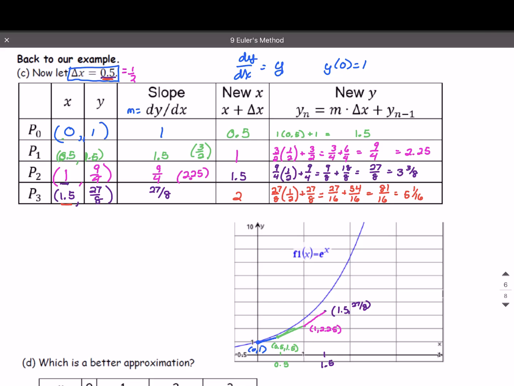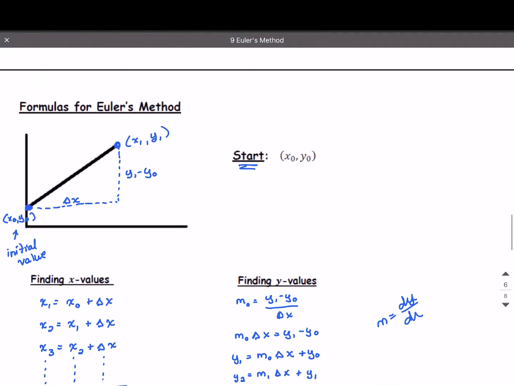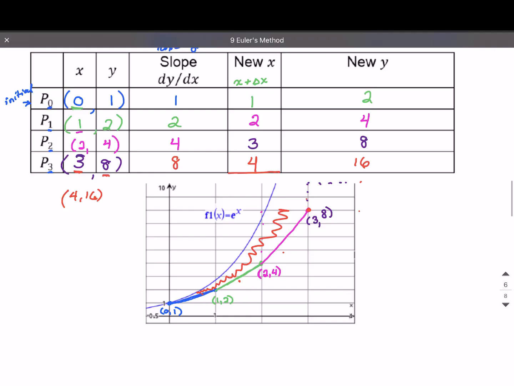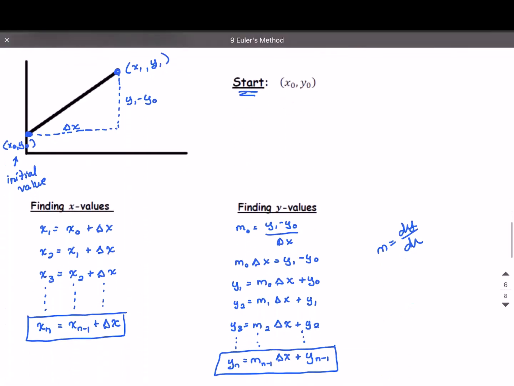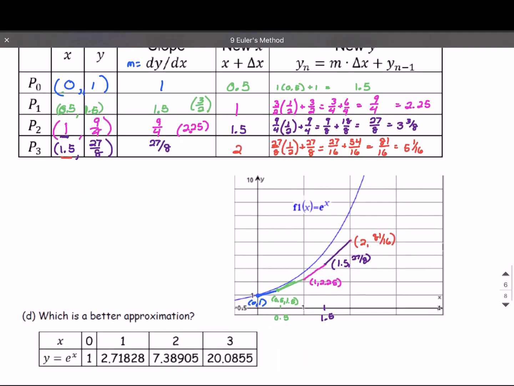So now at 2, we're going to be 1, 2, 3, 4, 5. Really close. Now, it's still not a perfect approximation, but you can see that it's a better approximation than when we had a delta x of 1. Okay? So it gets closer.